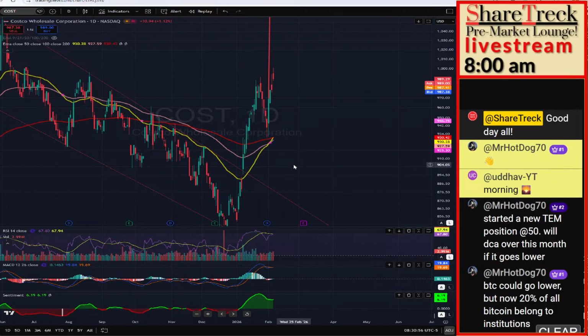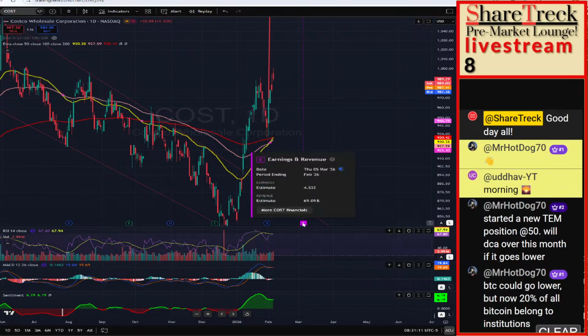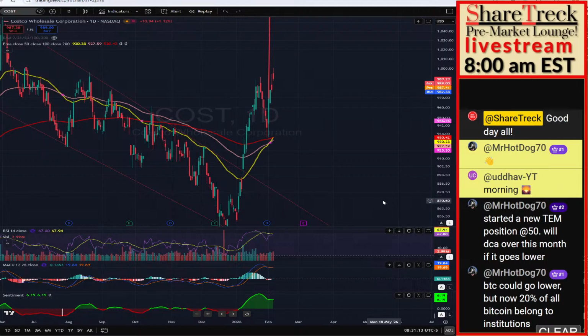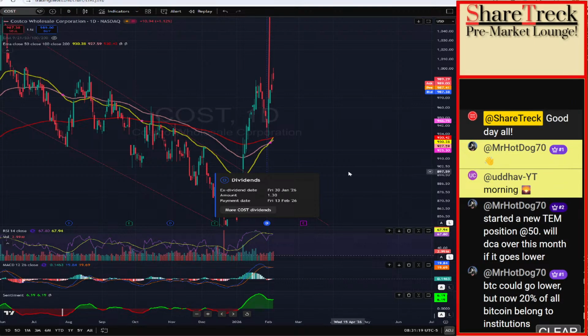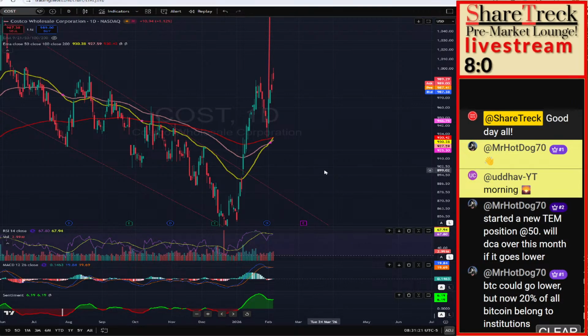So it was a beaten down stock. I bought it quite a while ago on the Canadian side. I could even dollar cost average this as I get negatives here and there. Like today, for example, is a negative day, so I could dollar cost average a little bit. We have earnings coming up on the 5th of March. So it's a sweet deal. And it also gives a decent dividend of $1.30 per share. So I have that Costco in my portfolio.